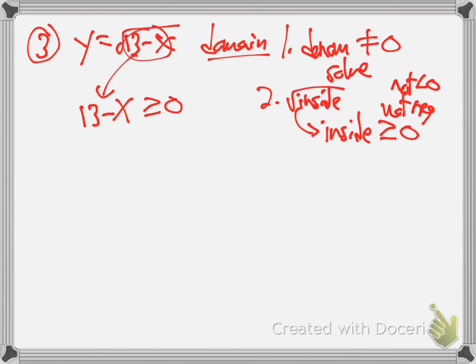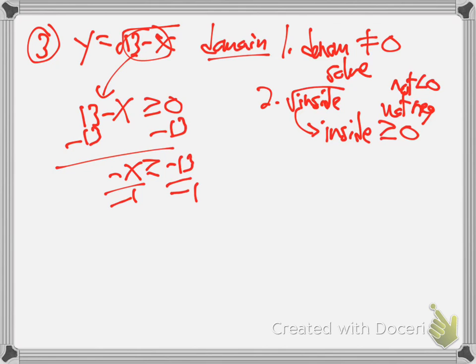So then we solve that. How do you solve that? Subtract 13. Divide by -1 and flip the symbol, right? When you divide by a negative, you must flip the symbol. So that's positive 13. That's your answer. X must be a number 13 or less.